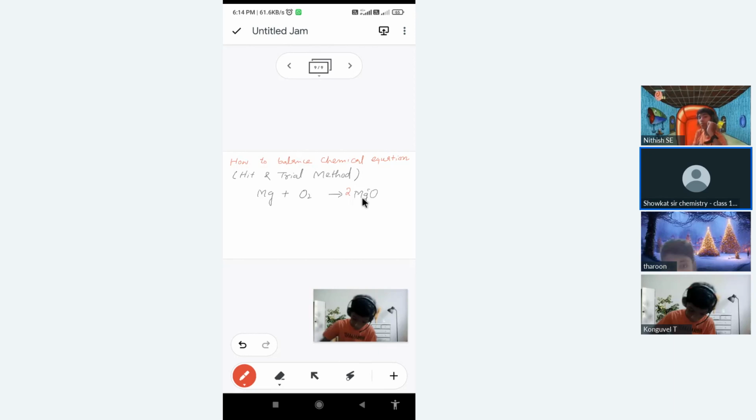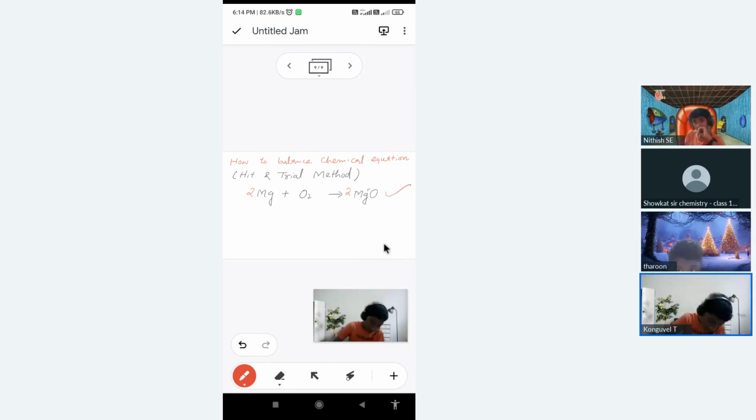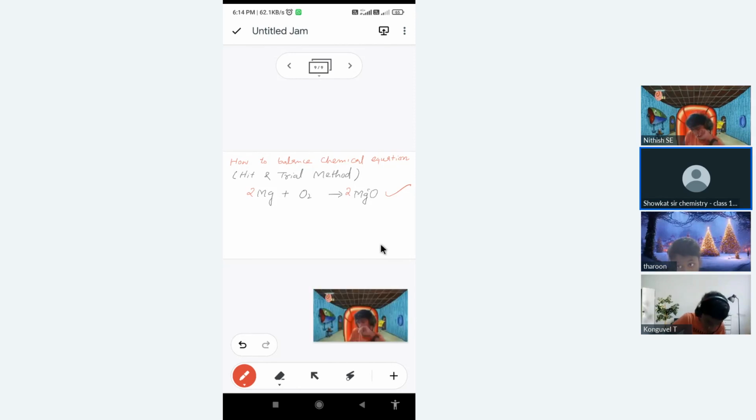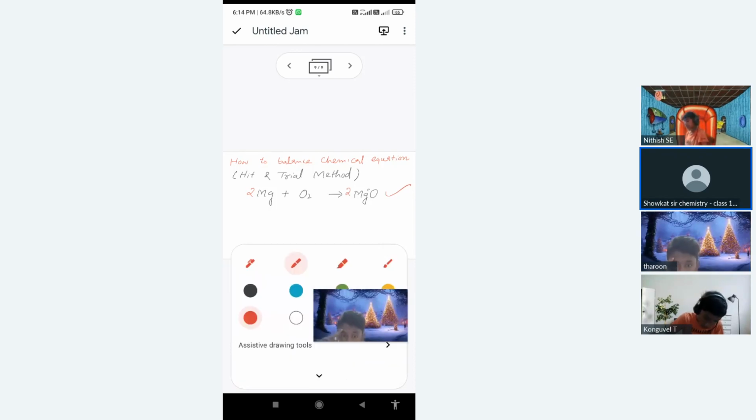So now the magnesium atoms are 2, so I will write 2 here. Exactly. So is it now balanced? Yes, sir. Exactly, it is now balanced, correct? Yes, sir. Any doubt here? No, sir. Yeah, it's very easy and I hope that now you can balance.